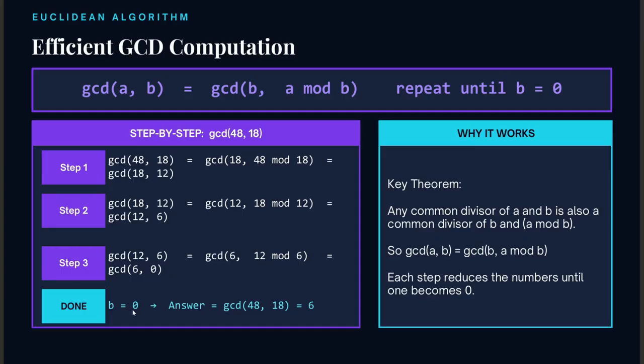Once the second number becomes 0, the first number is the GCD. Therefore, GCD of 48 comma 18 equal to 6. The reason this works is based on an important theorem: any common divisor of a and b is also a divisor of a mod b. So the GCD remains unchanged during this reduction step.